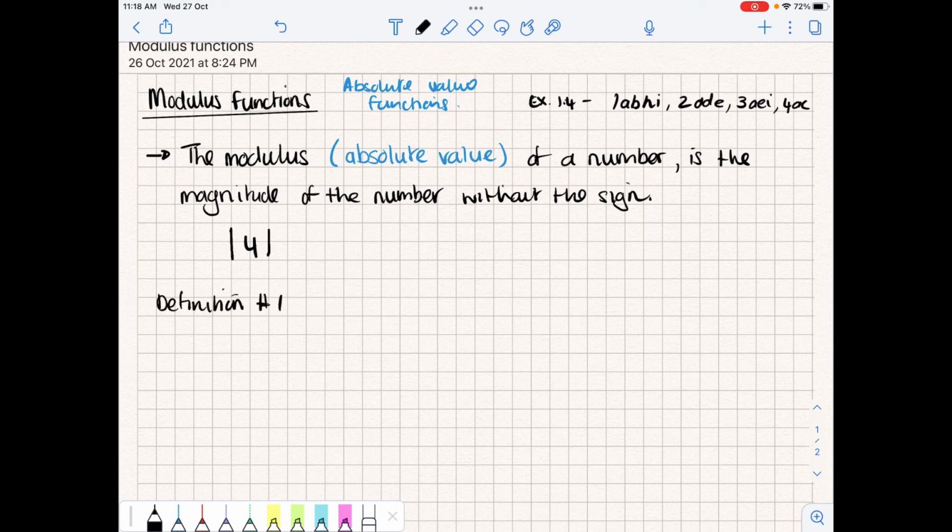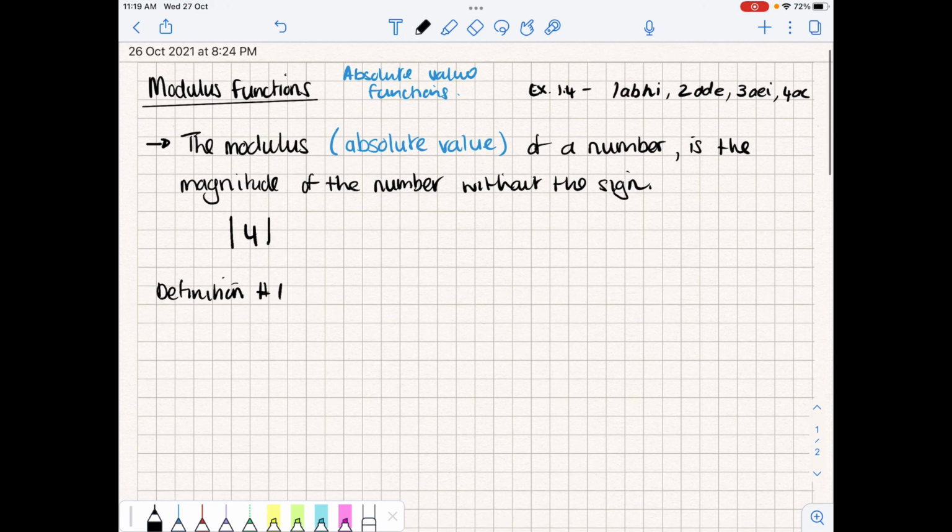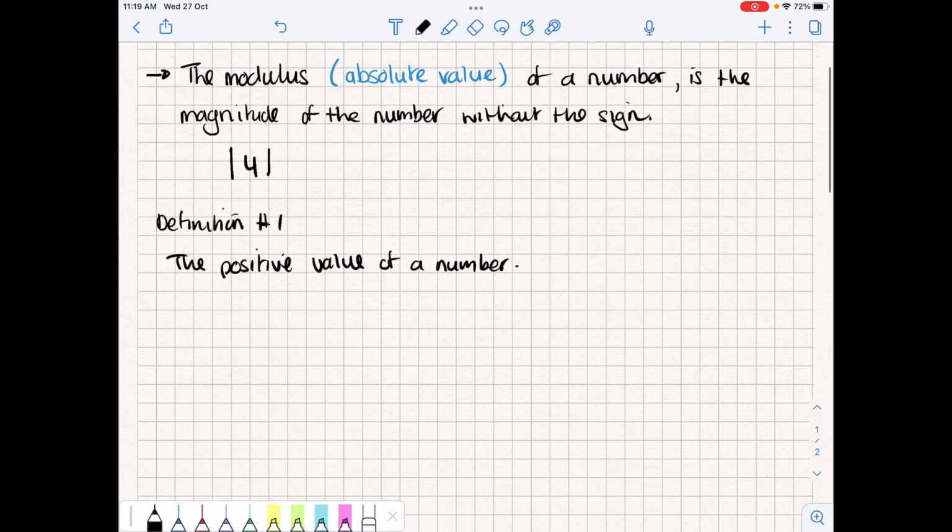definition 1. The absolute value of the number, quite simply, is the positive value of a number. That is the simplest definition of absolute value or modulus. So, some examples. If we want the modulus or absolute value of 5, we're not interested in the positive or negative, we're just interested in the positive value of the number, and we can see that that's just going to be 5.